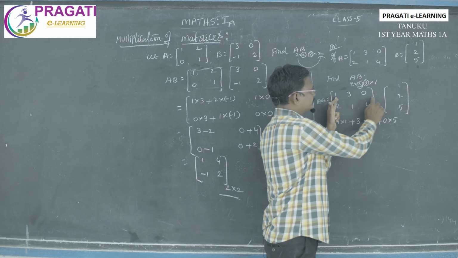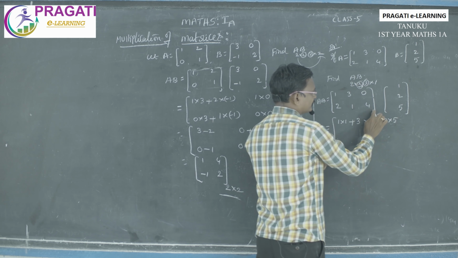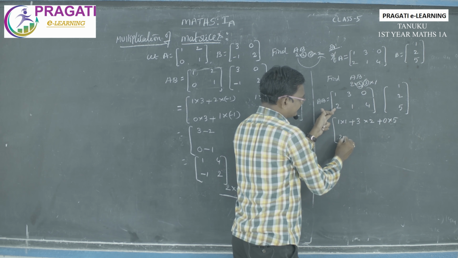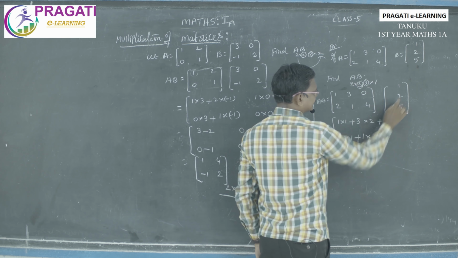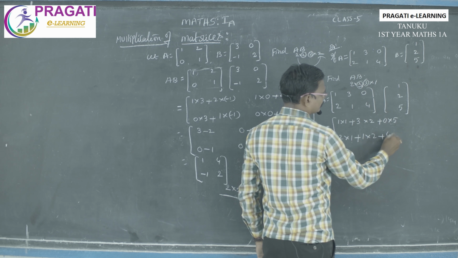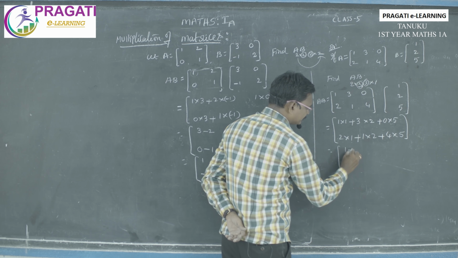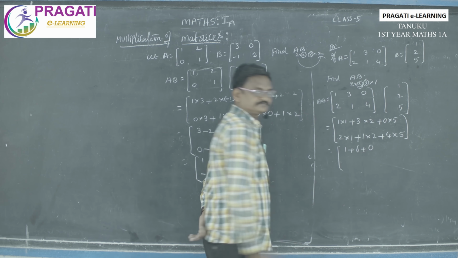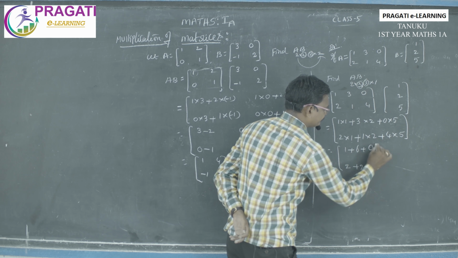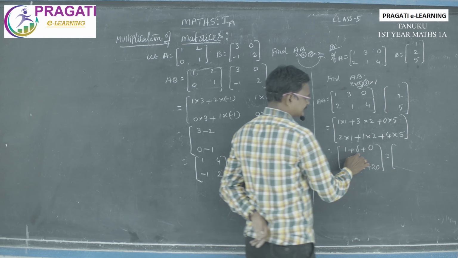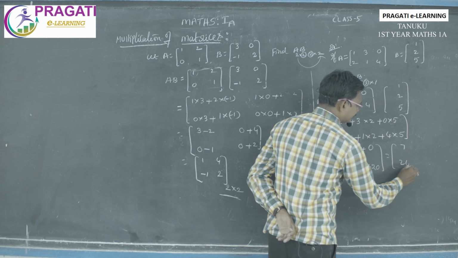Now in this example, first row, first column is over. Next we are starting with the second row. So right here, row and column: corresponding elements, the first element 2 into the first element 1, plus the second element 1 into the second element 2, plus the third element 4 into the third element 5. So now 1 into 1, 1, plus 3 into 2, 6, plus 0. 2 into 1, 2, plus 2, plus 20. So finally 1 plus 6, 7, 7 plus 0, 7. 2 plus 2, 4, 4 plus 20, 24.